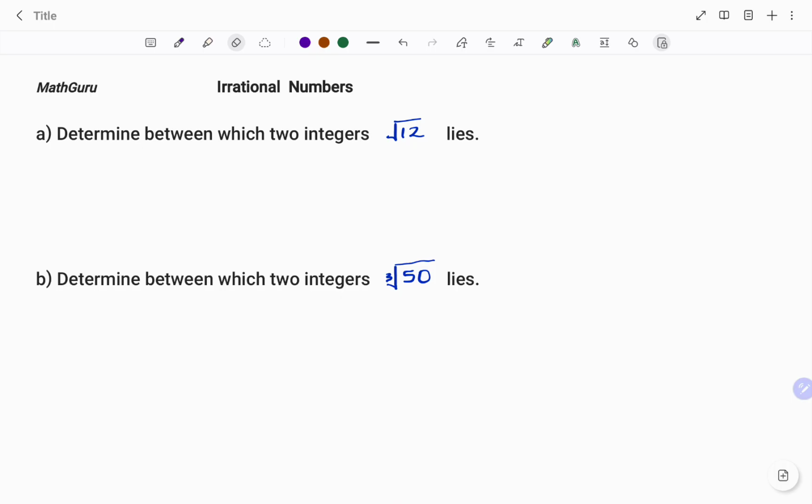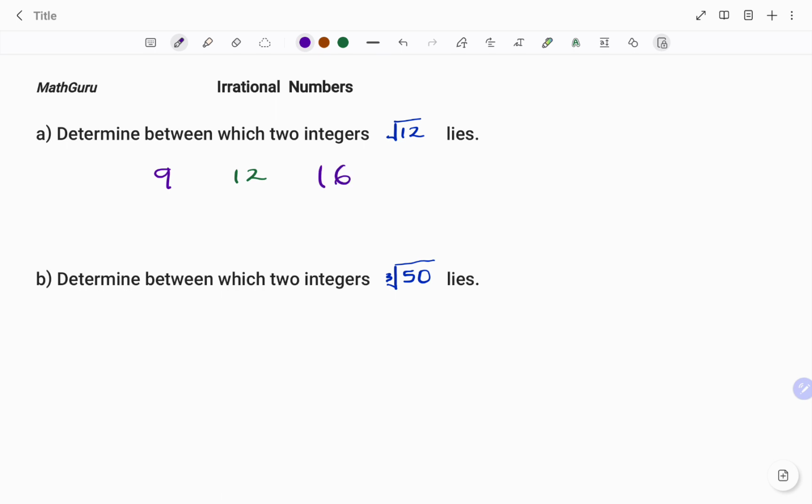So the step is to find perfect squares less than and greater than 12. For example, if I write my 12 as shown, I'm going to find a perfect square that is less than 12 and one which is greater than 12. Note that a perfect square is an integer, a product of an integer by itself. So a perfect square less than 12 will be 9, and a perfect square greater than 12 will be 16.